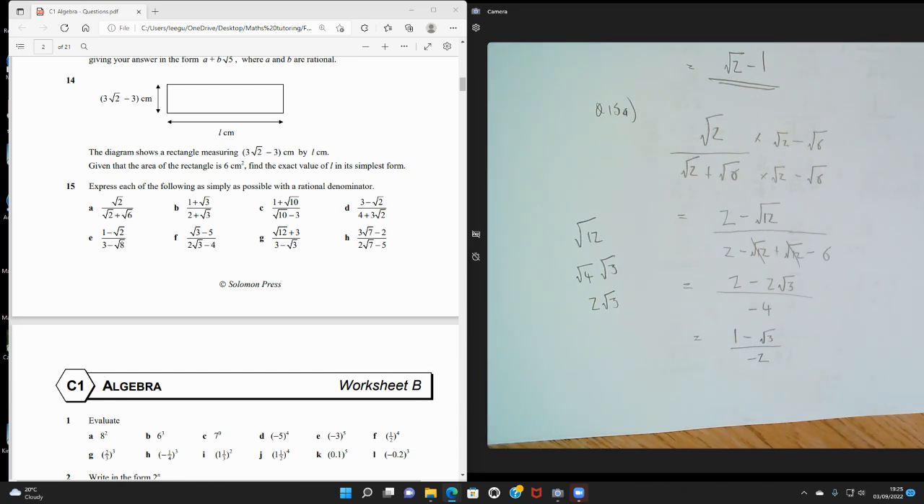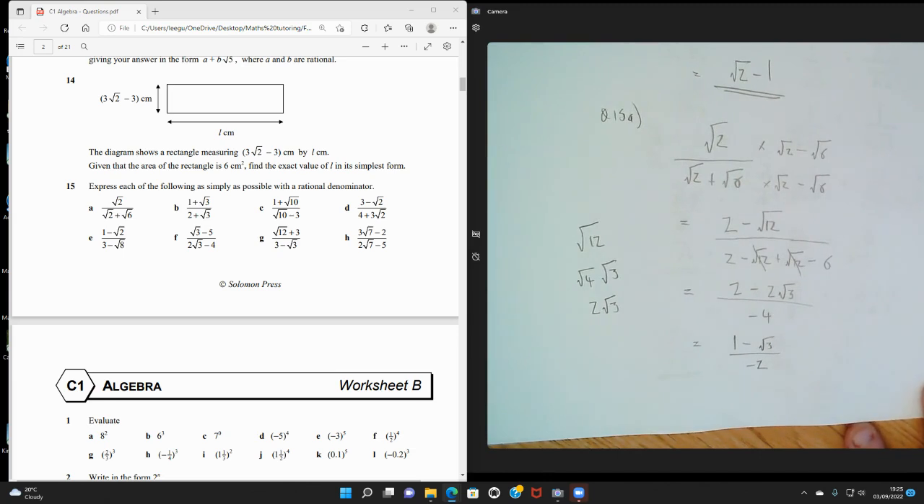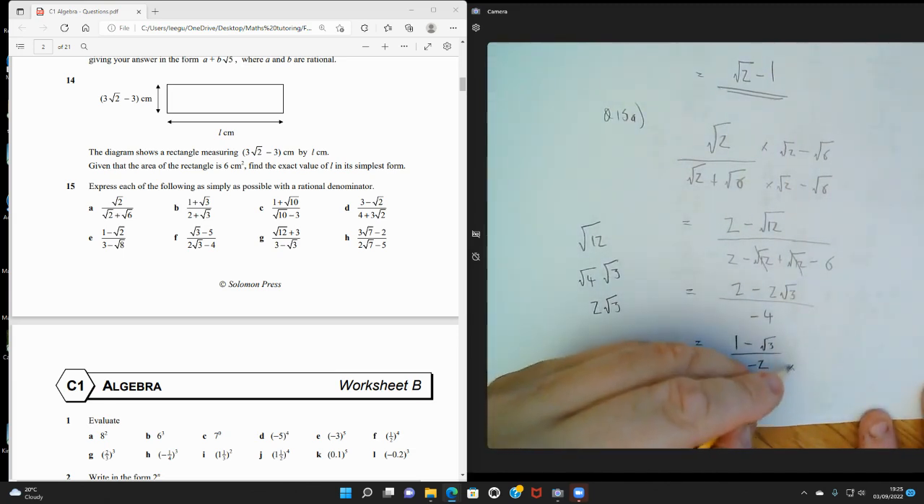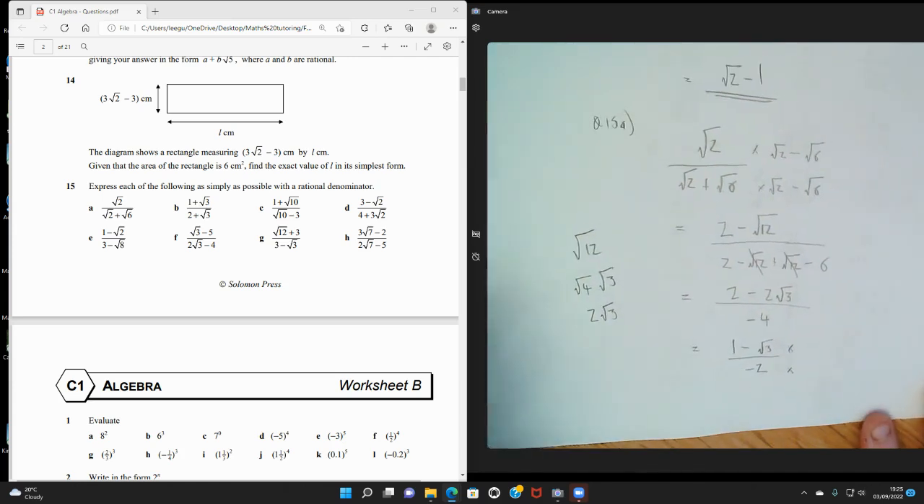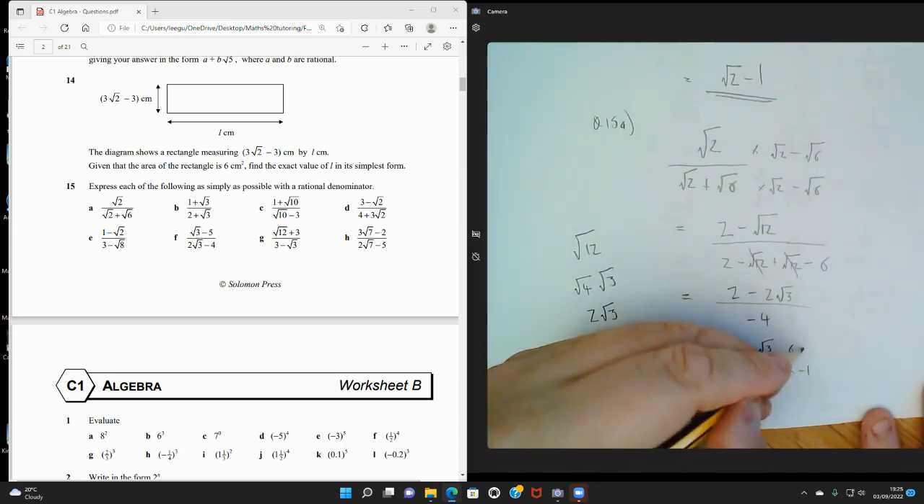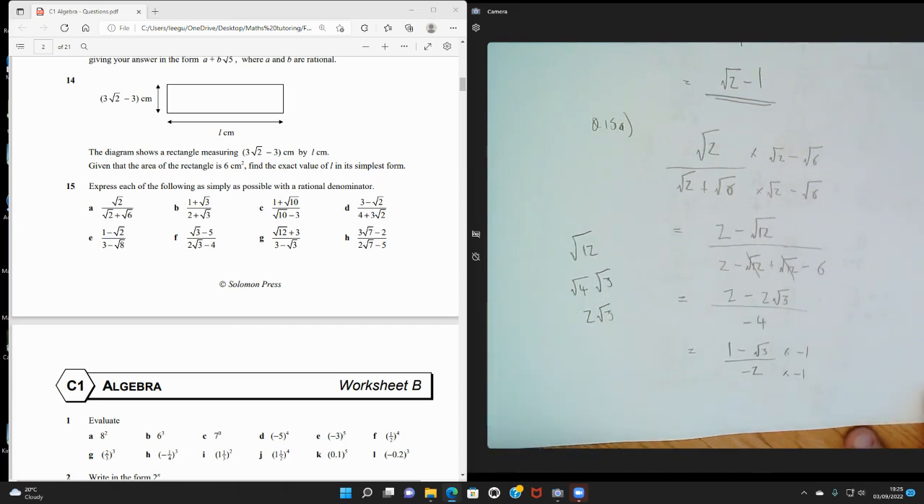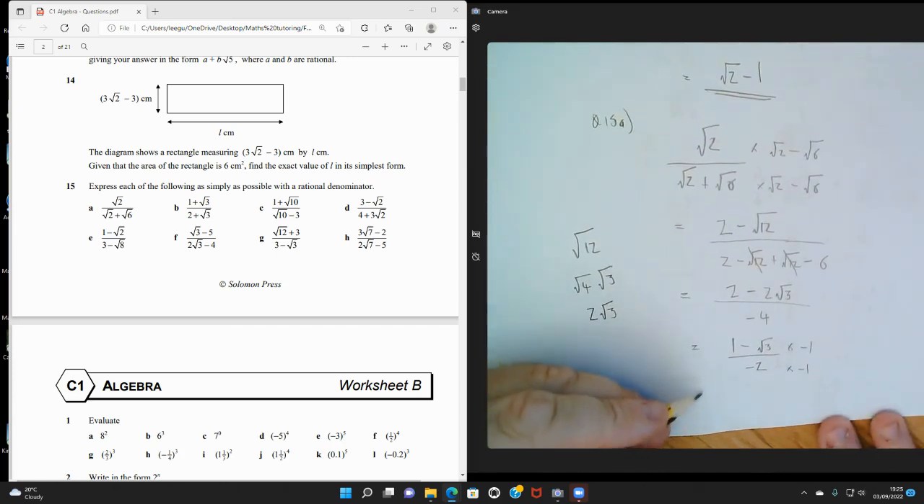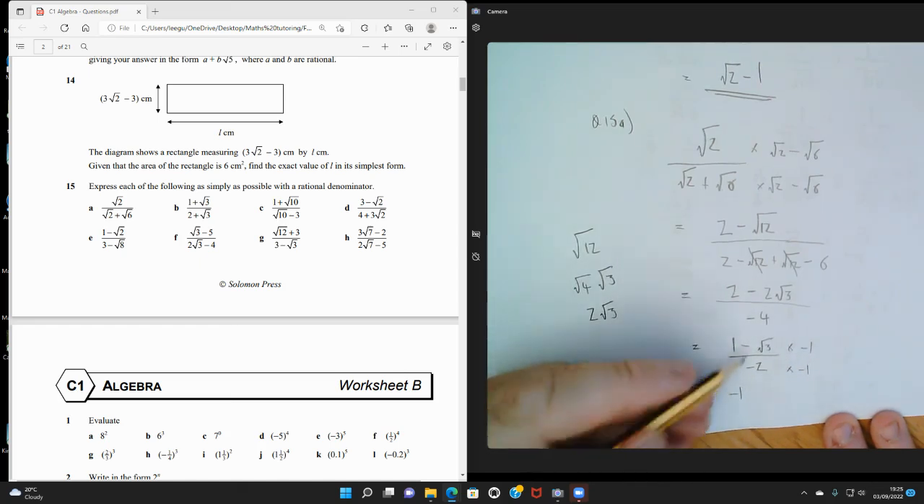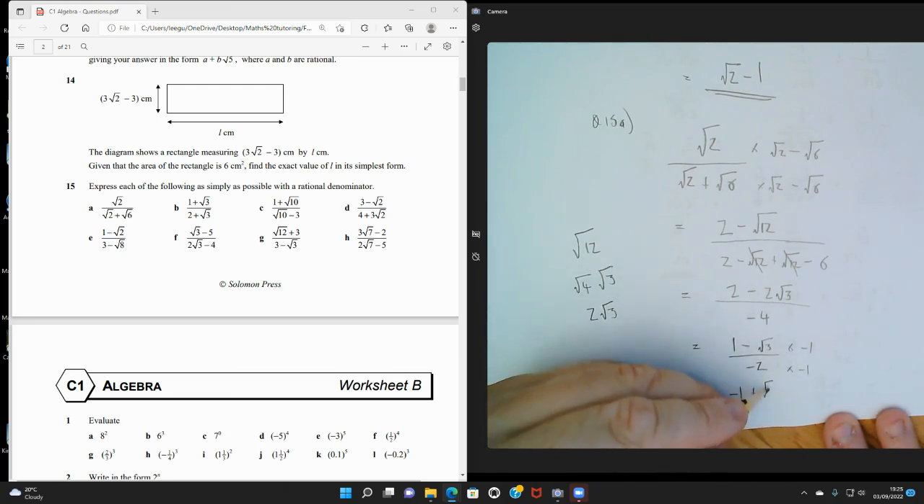However, it's considered to be somewhat inelegant to have a negative number in the denominator. So we are going to multiply the numerator and denominator again by -1 in order to get it into the most acceptable form. So -1 times 1 is -1. Minus √3 times -1 is positive √3. And then -2 times -1 is 2.